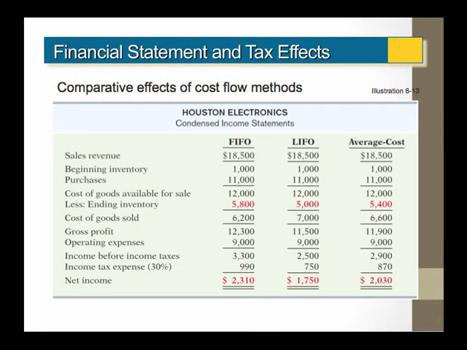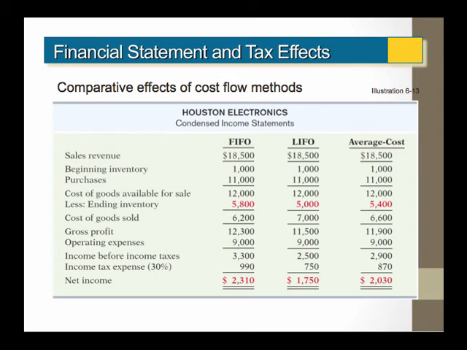So the question is, which method is better for a company? It depends upon what the company is trying to represent. When we have FIFO, LIFO, and average cost, in times of rising prices, LIFO will provide lower net income because cost of goods sold will be higher, where FIFO will provide higher net income because cost of goods sold will be lower.